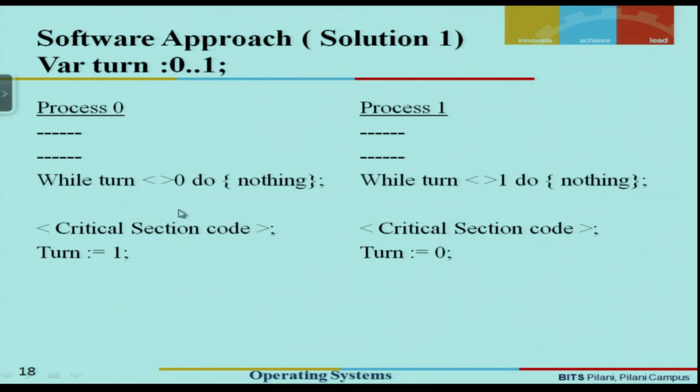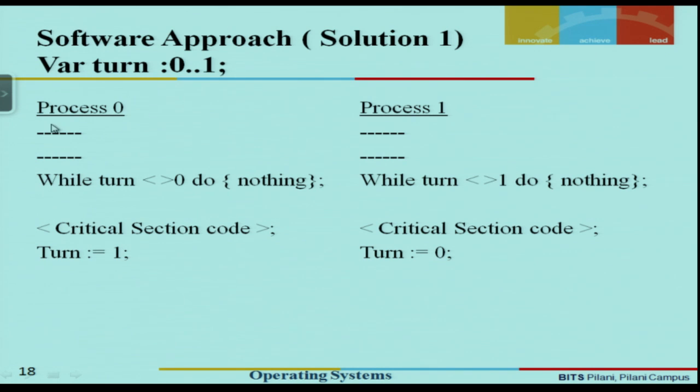When this condition becomes false, that is, when turn becomes equal to 0, process 0 would execute. And after executing, process 0 shows a good behavior in the sense that after executing the critical section, it wants to give a chance to the next process. So it goes and marks the turn equal to 1, and by the same analysis, process 1 also does the same and marks the turn equal to 0. So let us say that this is one solution.